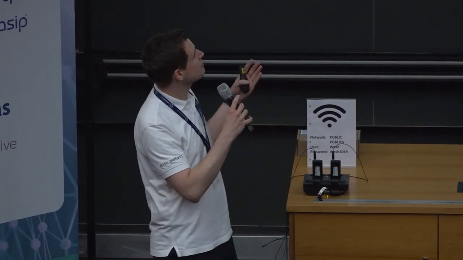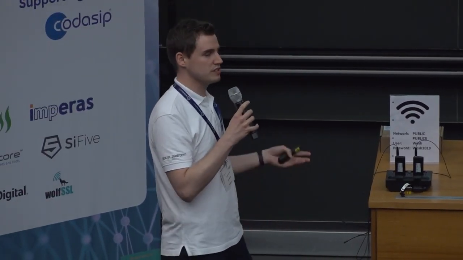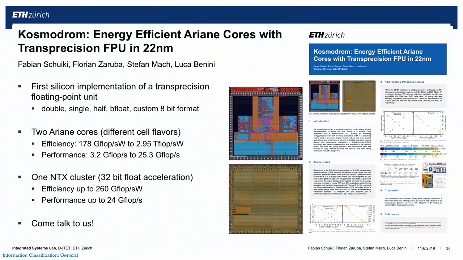As already teased this morning in one of the keynotes, we have manufactured Cosmodrome, which is a chip which features two 64-bit Ariane cores with extended set of floating point formats, which offer a very nice trade-off between energy efficiency and precision. The chip also offers a 32-bit special floating point accelerator, which gets you very high efficiencies.